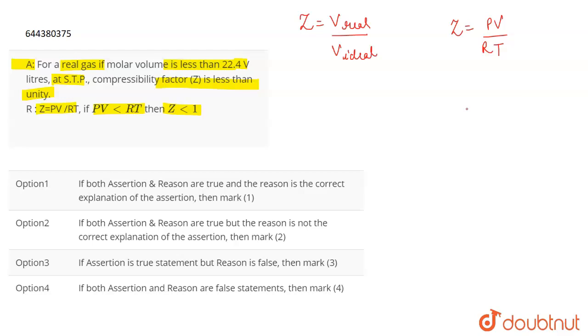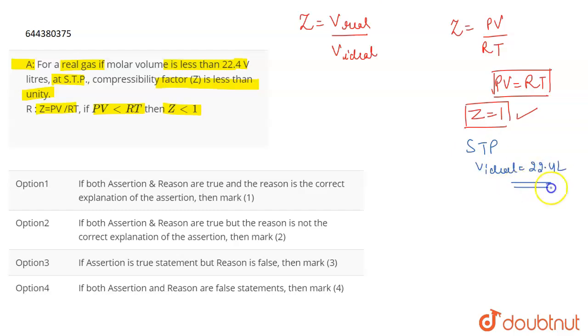When you have an ideal gas, PV is equal to RT, right? For 1 mole of a gas, PV is equal to RT. That is the ideal gas equation, which means that Z will be equal to 1. So the compressibility factor is equal to 1 for an ideal gas. But if you have a real case, and also at S.T.P, the volume of ideal gas is equal to 22.4 liters. S.T.P are the standard temperature and pressure conditions. So when the compressibility factor is less than unity, for a real gas, the molar volume is less than 22.4 liters.